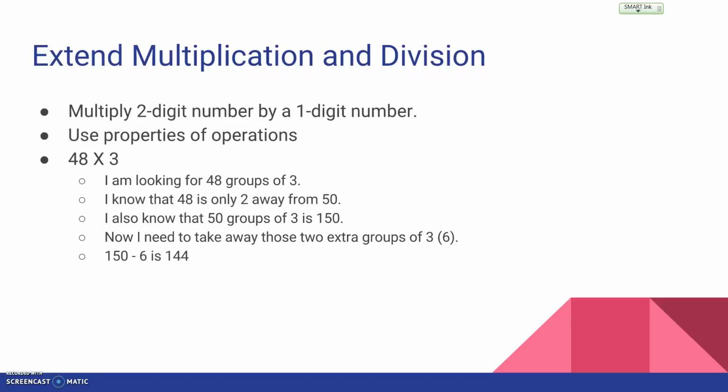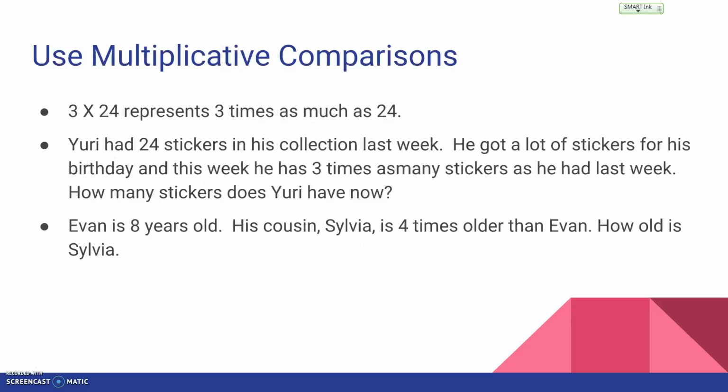So for some kids, it's very natural to think about number relationships like this, and to do a lot of mental math to multiply even large numbers. They're also going to talk about the fact that we can have multiplicative comparisons, that we can know that 3 times 24 represents 3 times as much as 24.